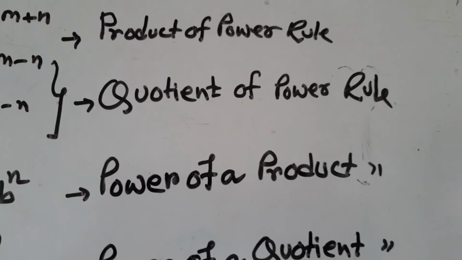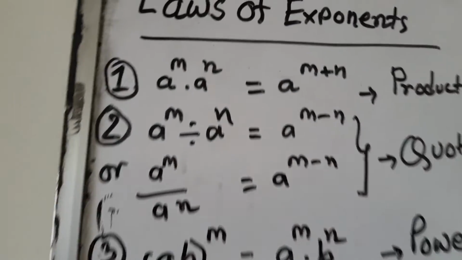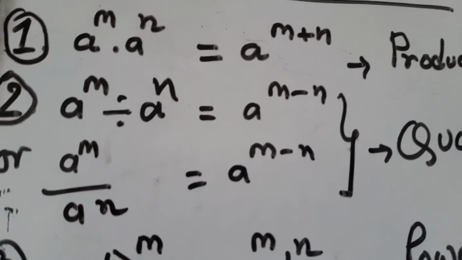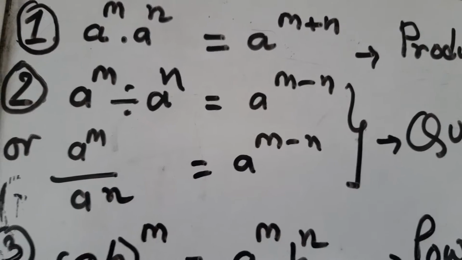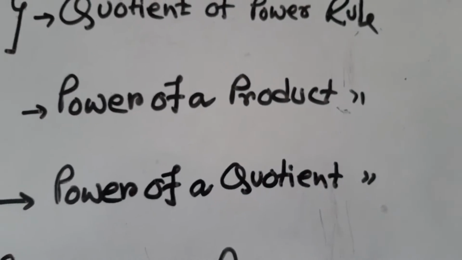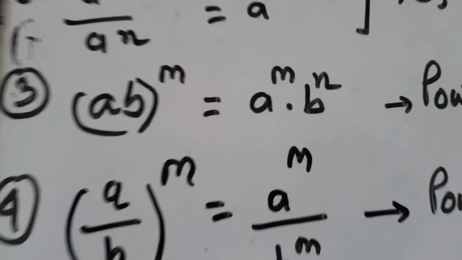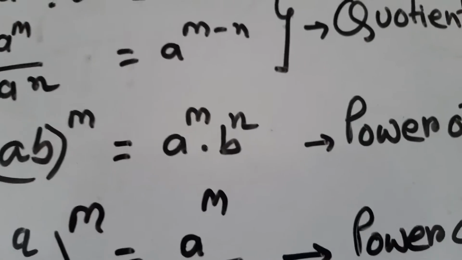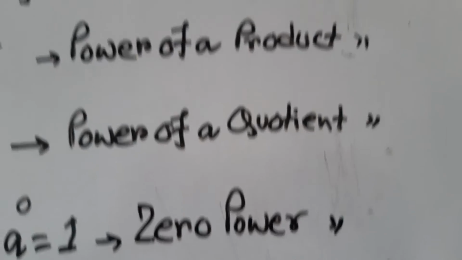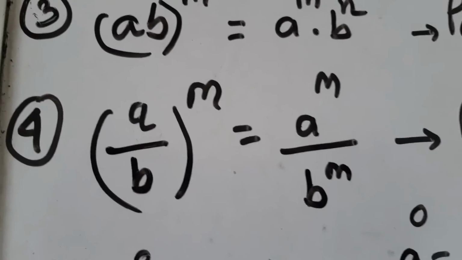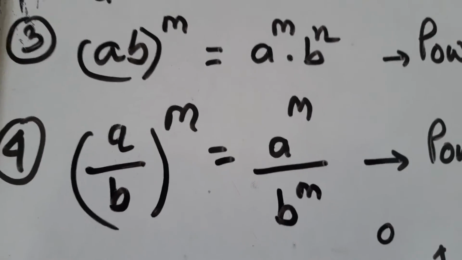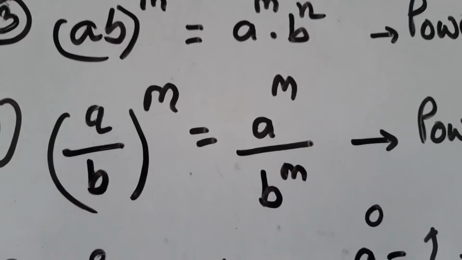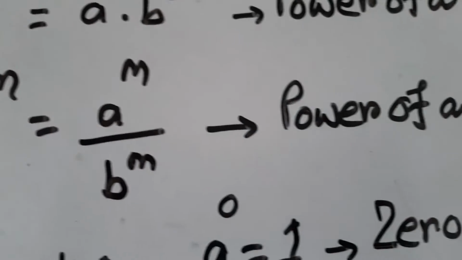Then there is another rule, quotient of power rule, that when the base is same and we are dividing, we have to subtract the power. And then this is our power of product rule. When the base is different and the power is common, we just multiply the powers. And then power of quotient rule, this is like this. When the base is dividing but different and in whole the power is common, so we do like this.